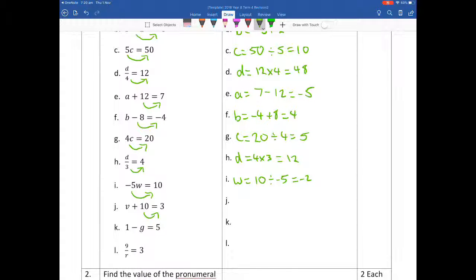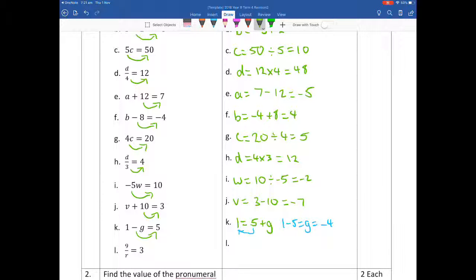If we're adding 10, we minus 10, and we end up with V equals 3 minus 10, which gives us minus 7. Our next one's a bit trickier. We've got the minus G, so if we add him to the other side, we're going to end up with 1 equals 5 plus G, which still doesn't give us our answer. So then we're going to take our 5 away to the other side. And we have 1 minus 5, which is going to give us G, which is minus 4.